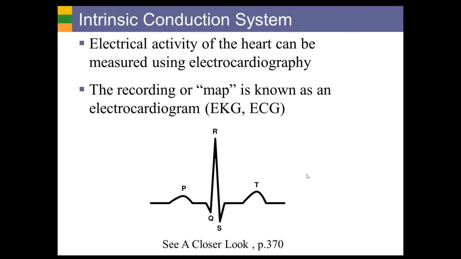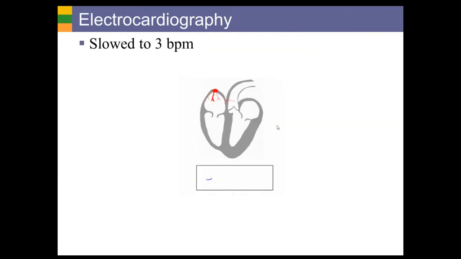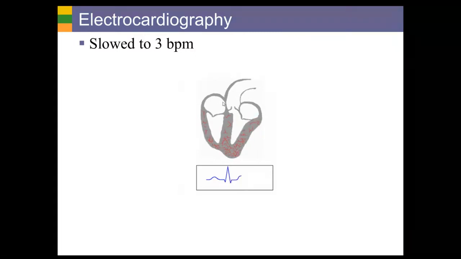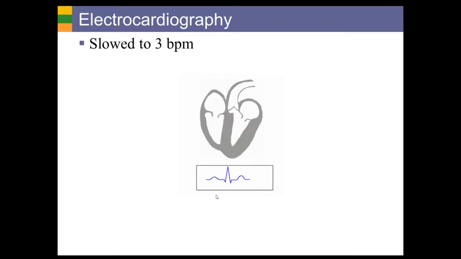So let's look at that EKG in action. This is the heart slowed down to 3 beats per minute. And then you're seeing the EKG down here, and you're seeing actual movement of the electrical activity through the heart. So follow the electrical activity as I chart the EKG. First we have our P wave as depolarization of the atria. Here's P. Q, R, S is depolarization of the ventricles. And then T is repolarization of the ventricles.